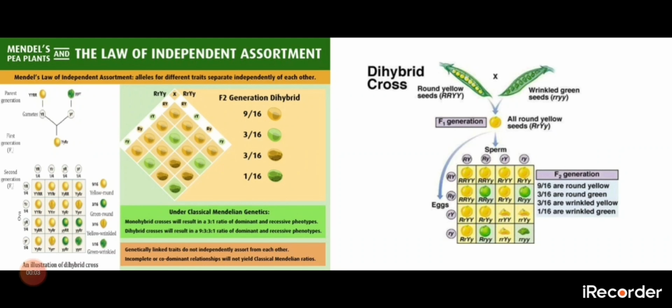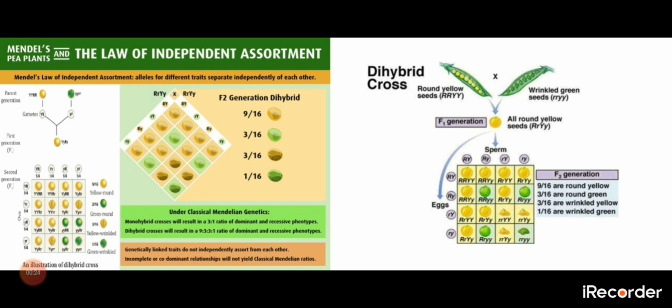Hello students, today we are going to see a dihybrid cross. The cross in which two pairs of characters are studied is called a dihybrid cross. We are going to study two pairs of characters. In his second experiment, Mendel used a dihybrid cross.